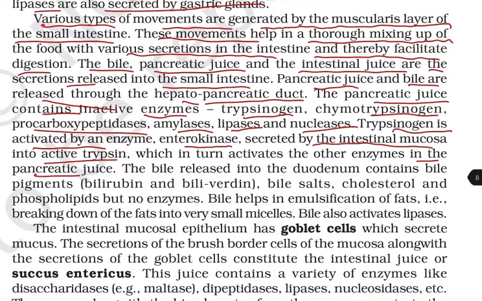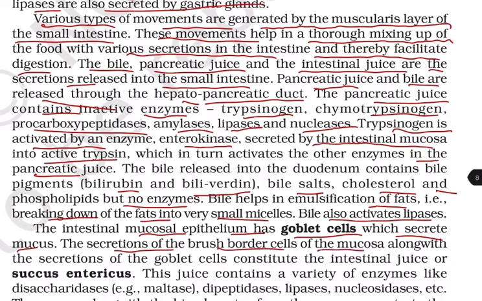The bile released into the duodenum contains bile pigments, that is bilirubin and biliverdin, bile salts, cholesterol, and phospholipids, but no enzymes. Bile helps in emulsification of fats, that is breakdown of fats into very small micelles. Bile also activates lipases. The intestinal mucosal epithelium has goblet cells which secrete mucus.